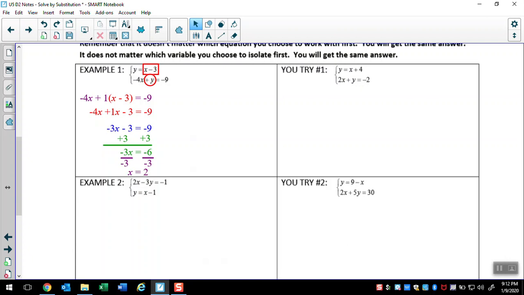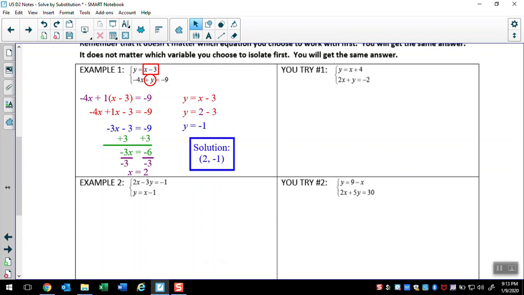All right, now that we have our x, we're going to take it and we're going to substitute it back into either of these equations. One of them is going to be easier. Since we have to solve for y, why don't we just pick the equation where y is already by itself? So now we're going to use the equation y equals x minus 3. We're going to take that 2, substitute it in for x, and then we can do the math. Y equals negative 1. So we found our x value, we found our y value. My solution is 2 comma negative 1.